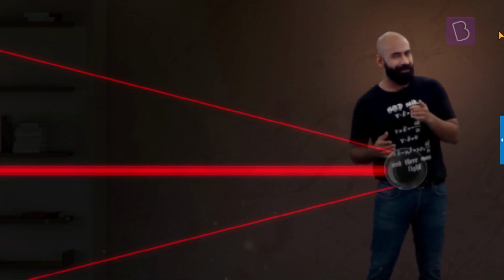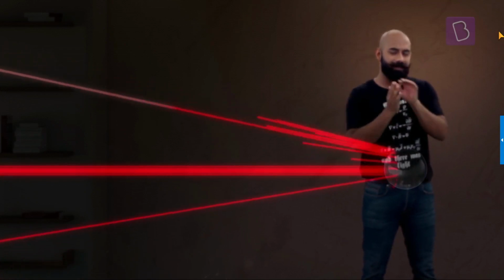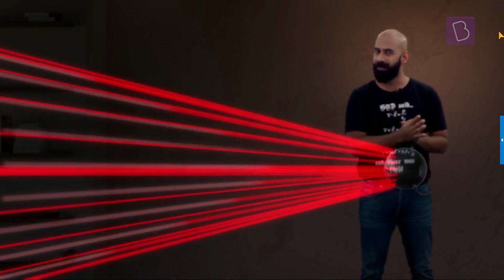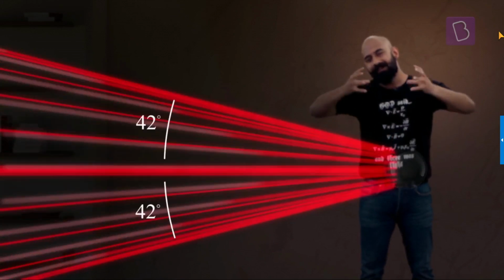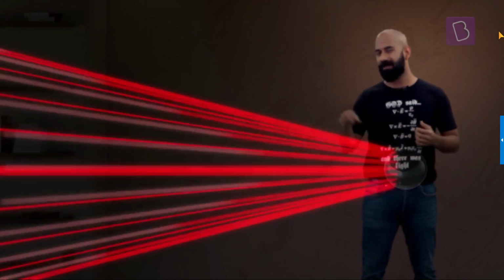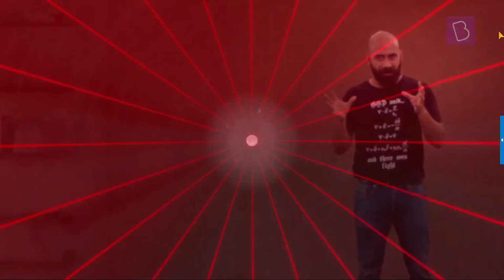Now, if you think about it, these two will not be the only rays. There'll be infinitely many rays, right? Because there are infinitely many planes in which this will happen. So if I turn this sphere like this, in every single case, there'll be a ray that's coming out at an angle of 42 degrees. So if I look at it from the front, you'll notice that there'll be a cone of light. There'll be a cone of light, red light, that's coming out at an angle of 42 degrees, right?